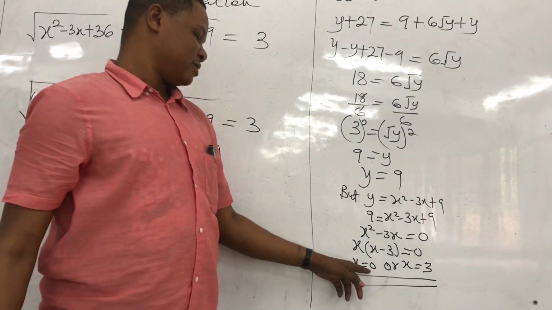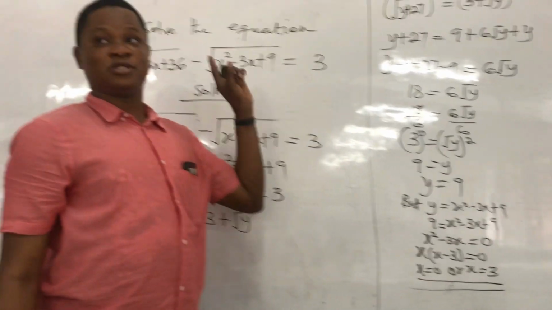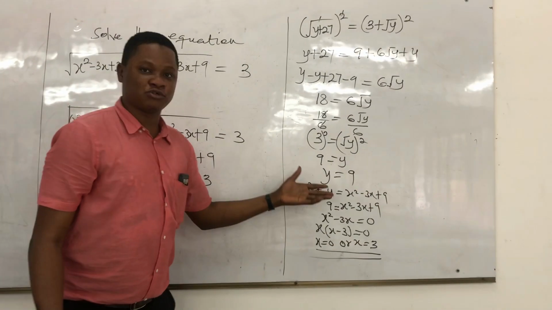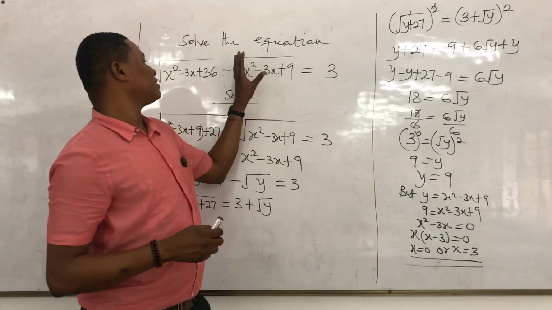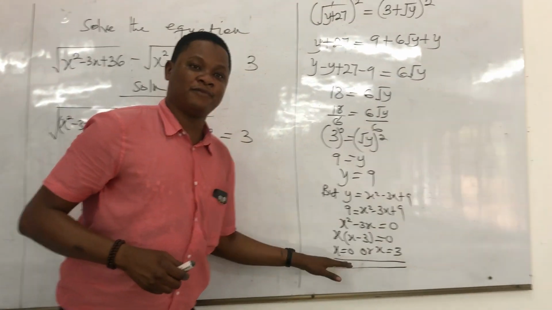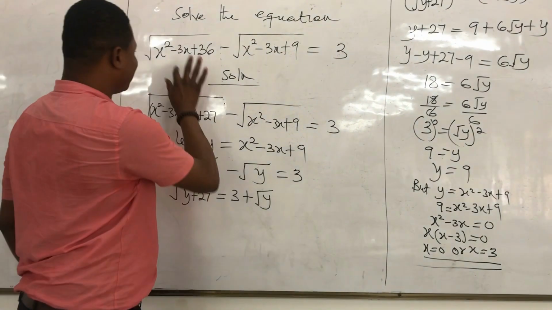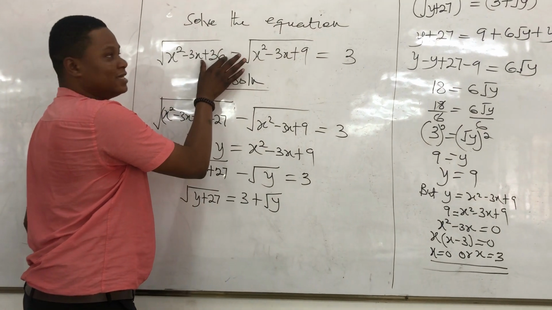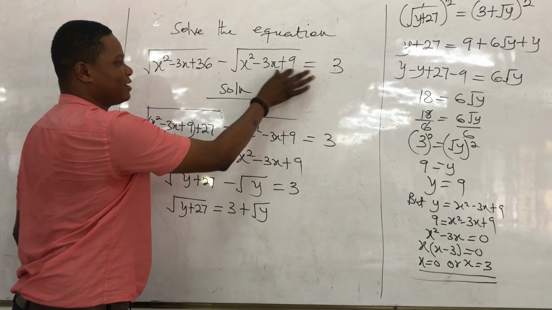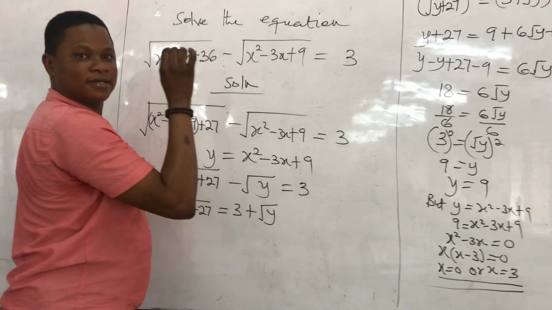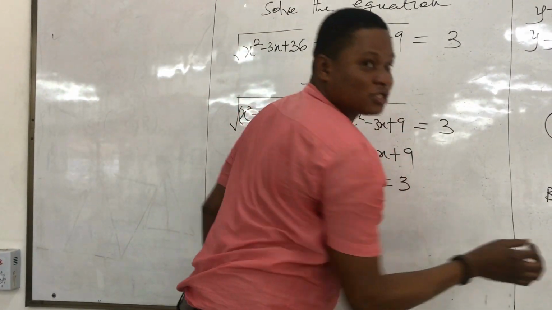Now, these two values, x equal to 0 or x equal to 3, are potential values of the solution to the equation. But we do not know whether it is true, so we have to do the final steps. When you are doing a radical equation, you need to test whether your values obtained satisfy the equation. Hence, when we put 0 here, we get 0. This side gives us 36. When you substitute 0 here, you get 9. Root of 36 is 6. Root of 9 is 3. And 6 minus 3 is 3. And so 0 is true.